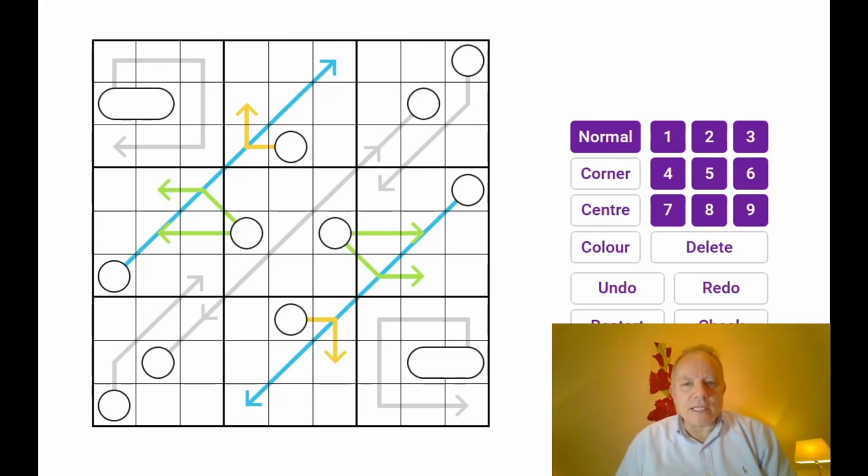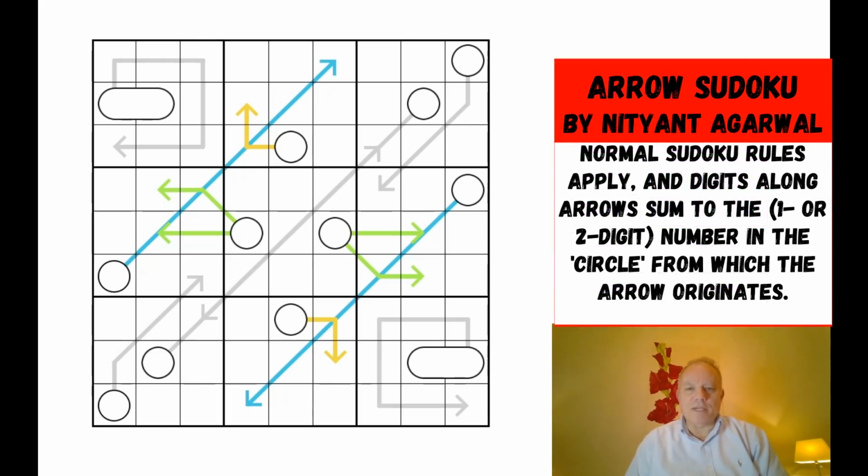Now, this puzzle is an arrow Sudoku, as you can probably see. Why the different colours? Well, just to distinguish the arrows from each other. And one of them is still very hard to distinguish, or two of them rather. There's a circle here and a circle here. And they are both adding up this chain of digits, which is 5 digits long.